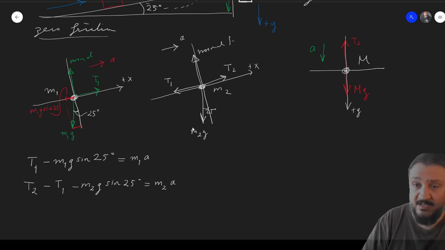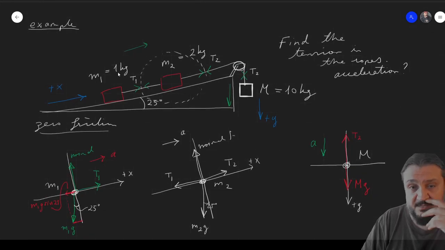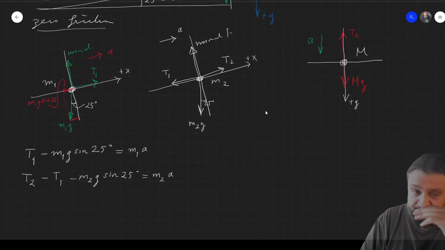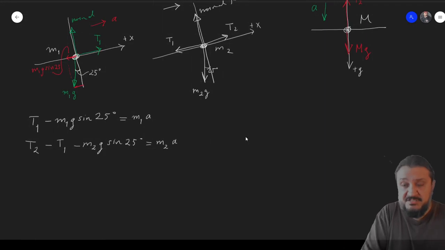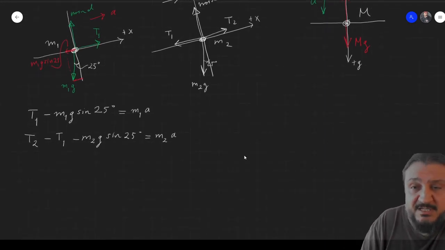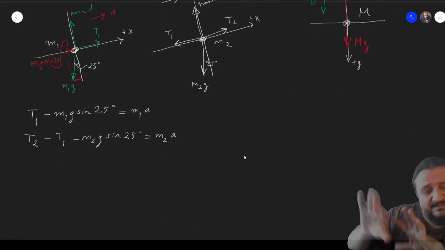I know that they are given. Those numbers are 1 kilogram, 2 kilogram, 10 are given. I'm going to plug them in at the end once I solve for it. Let me write the equations first and see what happens. But usually I like to leave it till the end, okay?